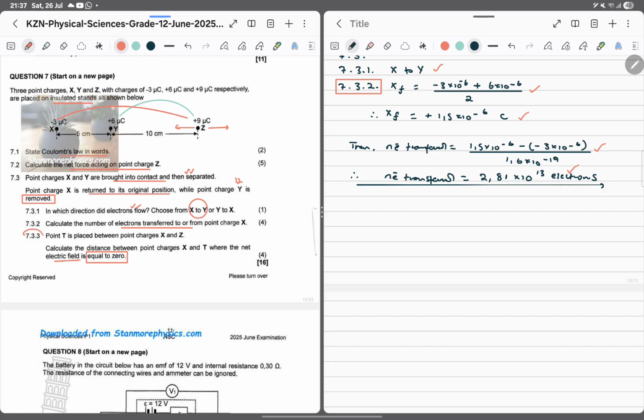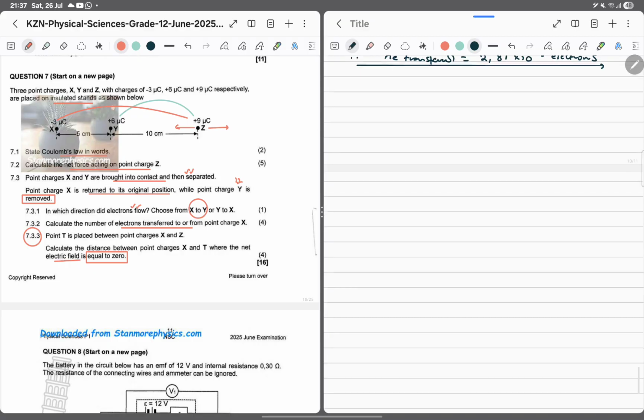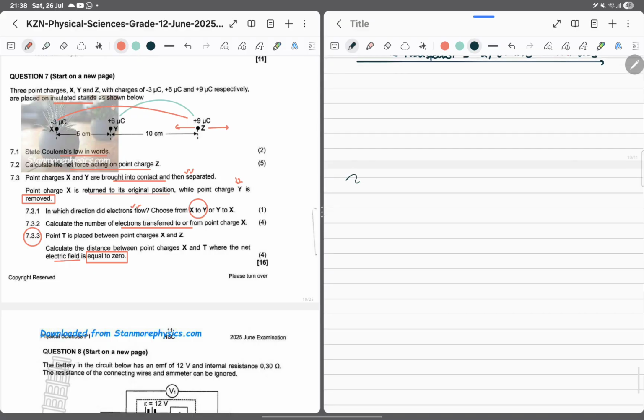By the way, this will always be a question. This question is always there, and it's usually not so friendly. Remember, the electric field is a vector, so we must think about it. Okay, let's just do it here.